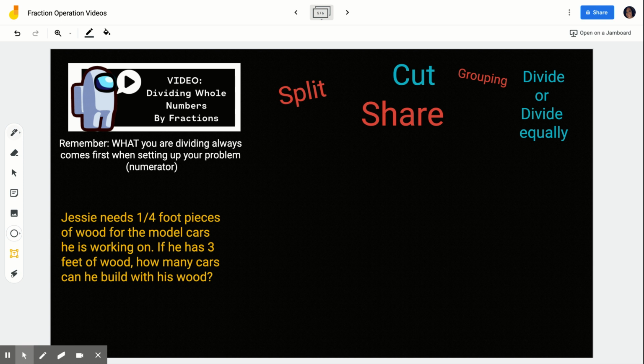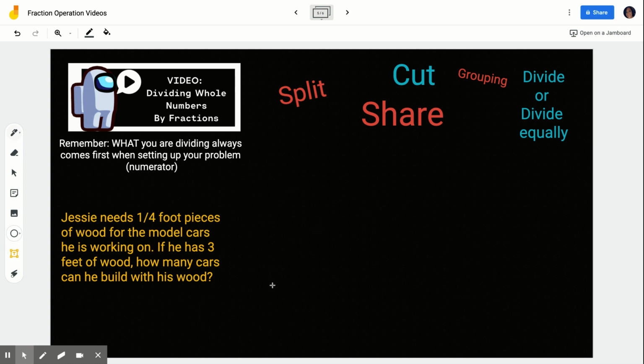So hopefully you have seen or you will see the relationship to multiplication as we divide a whole number by a fraction. So I put a little hint on the video. It says, remember that what you are dividing always comes first when setting up your problem. So what you have or what you are splitting, cutting, sharing, grouping, or dividing will always come first. Oftentimes, that's a numerator when we're working with fractions.